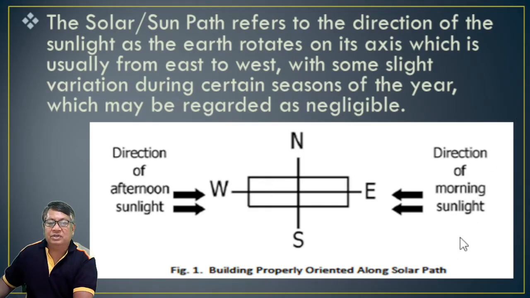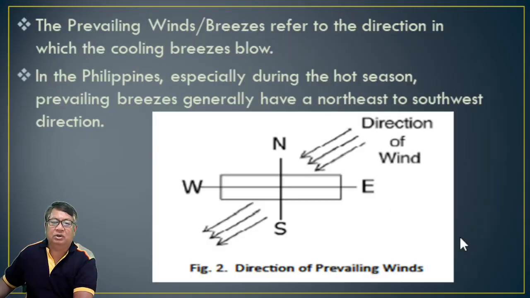So we have to consider this in Figure 1, building properly oriented along solar path. This is the east-west direction. Prevailing winds, or breezes, refer to the direction in which the cooling breeze blows. In the Philippines, especially during the hot season, prevailing breezes generally have a northeast to southwest direction.